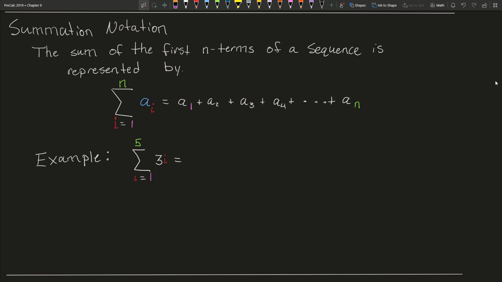Okay, so the sum of the first n terms of a sequence, again, a sequence is that you have a pattern of numbers that can be numbered. When we add all the terms of a sequence together, we get a summation. Okay. And this sigma, that's what this giant Greek letter is called, sigma notation.